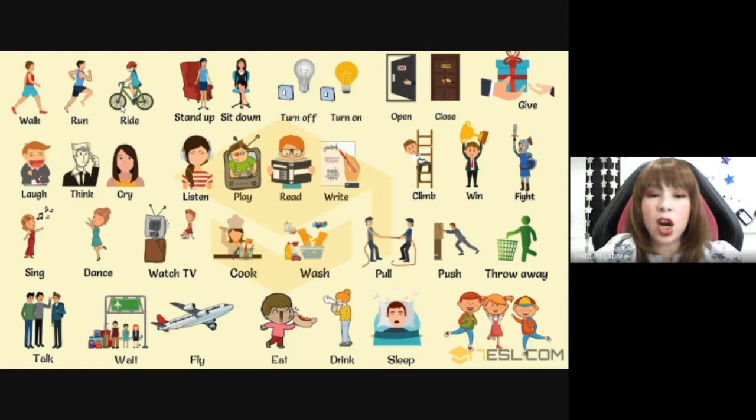Fly. The airplane flies to Europe. Eat. The boy eats a hot dog. Drink. The woman drinks a hot coffee. Sleep. The man sleeps in the bed. Remember, subject and verb. Subject could be people, animal, or thing. The action, what does the subject do?